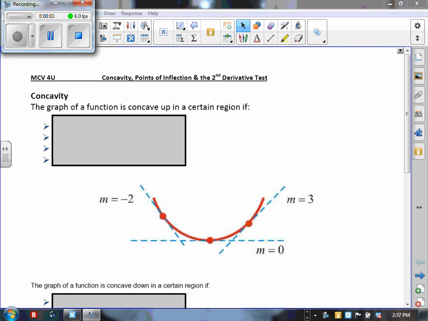In this two-part video series, you're going to be studying the concavity of functions and points of inflection and what we call the second derivative test.